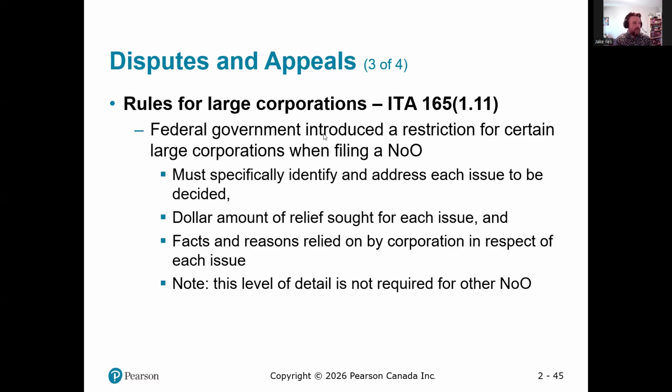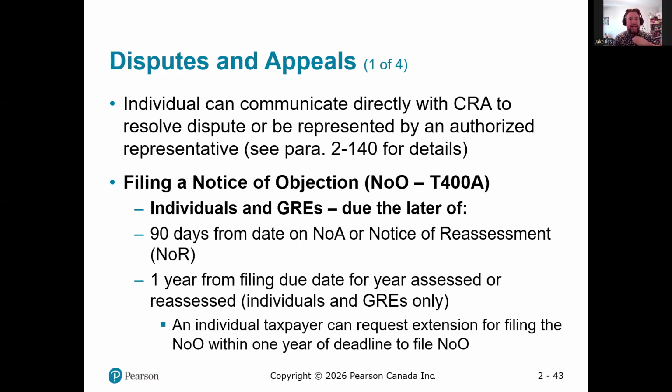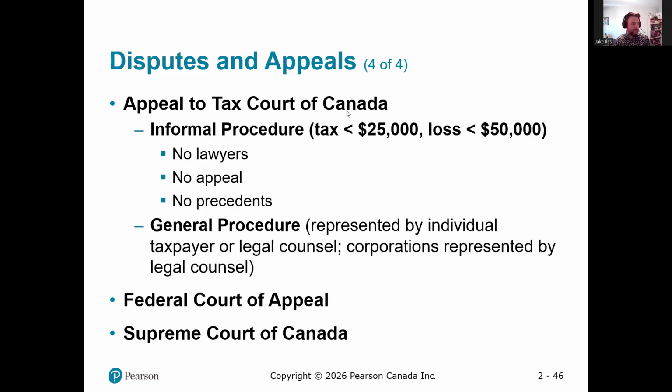Rules for large corporations. The federal government introduced a restriction for certain large corporations: when filing a notice of objection, they must specifically identify and address each issue to be decided, the dollar amount of relief sought for each issue, and the facts and reasons relied on by the corporation. So our notice of objection just says, I think I'm owed the credits, I have a T-slip from Fanshawe, whereas corporations often have accounting departments who can support and substantiate every number. So there's more onus on them to say, no, the government owes us X number of dollars because of certain deductions, et cetera. This level of detail is not required for individuals.